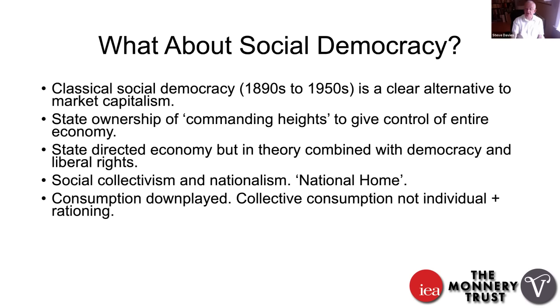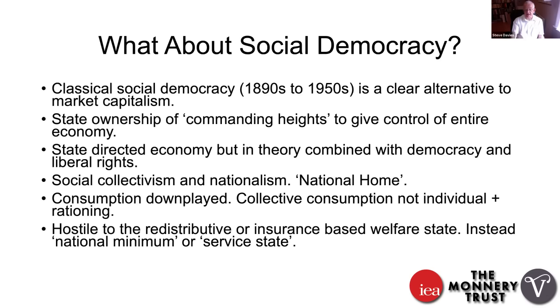but also more equality. They were hostile to the welfare state in its two predominant modern forms, that of an insurance-based system or a redistributive one. Instead, they wanted something called a national minimum or service state, which is a political system and an economic system where the state provides a number of key goods free of charge. The National Health Service is an example of this principle, but the idea was to apply it more widely.